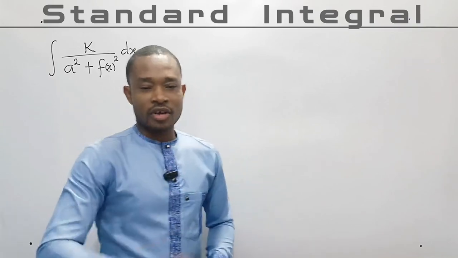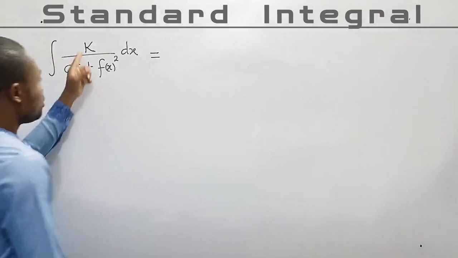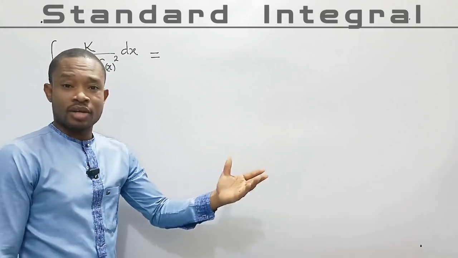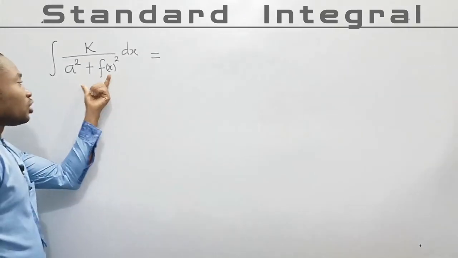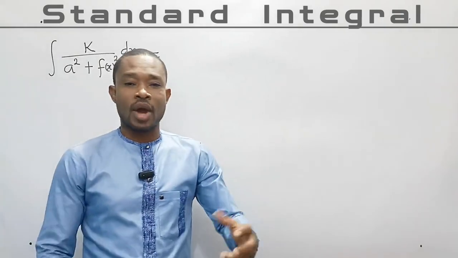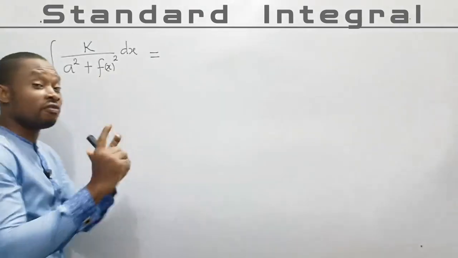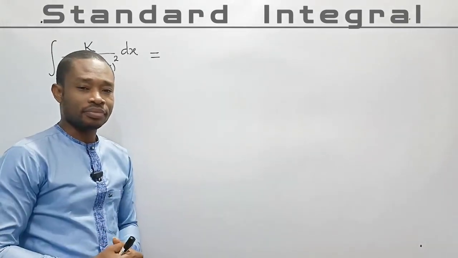Now, I want you to take note of something here. The numerator is a constant, okay? A number. If you come to the denominator, you have a sum of two squares. That is addition of two squares. Addition of two terms, each of them a perfect square.